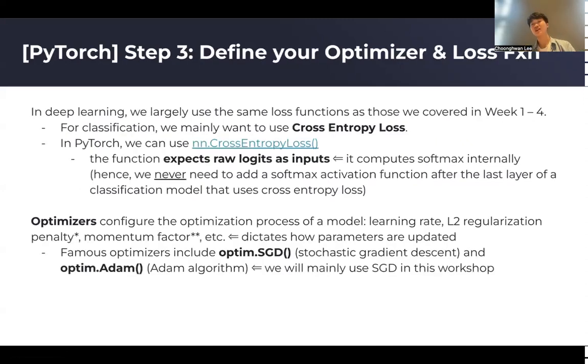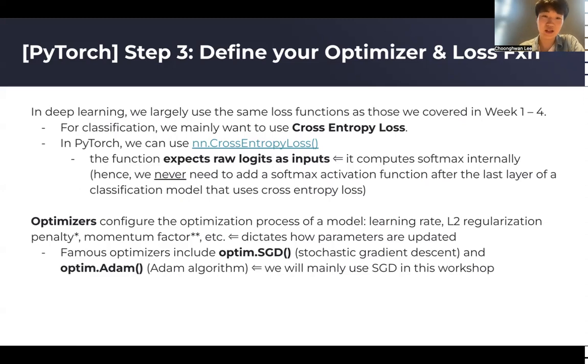Cool. Now that we have a mathematical understanding of gradient descent and backpropagation, let's try to implement this in PyTorch. So for classification, which is the task that we're doing with digit classification, we mainly want to use cross-entropy loss. And in PyTorch, we can use nn.CrossEntropyLoss, which conveniently implements this for you.